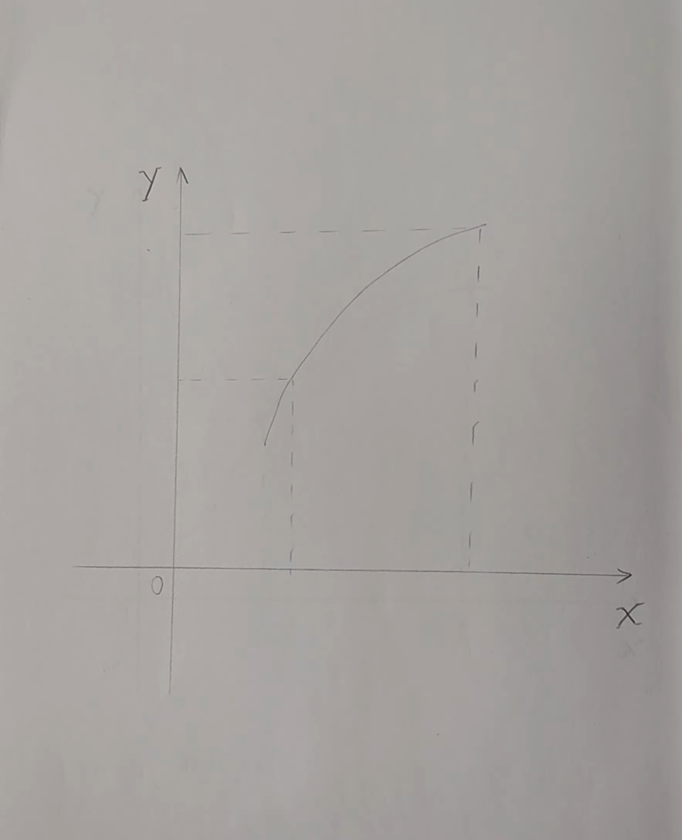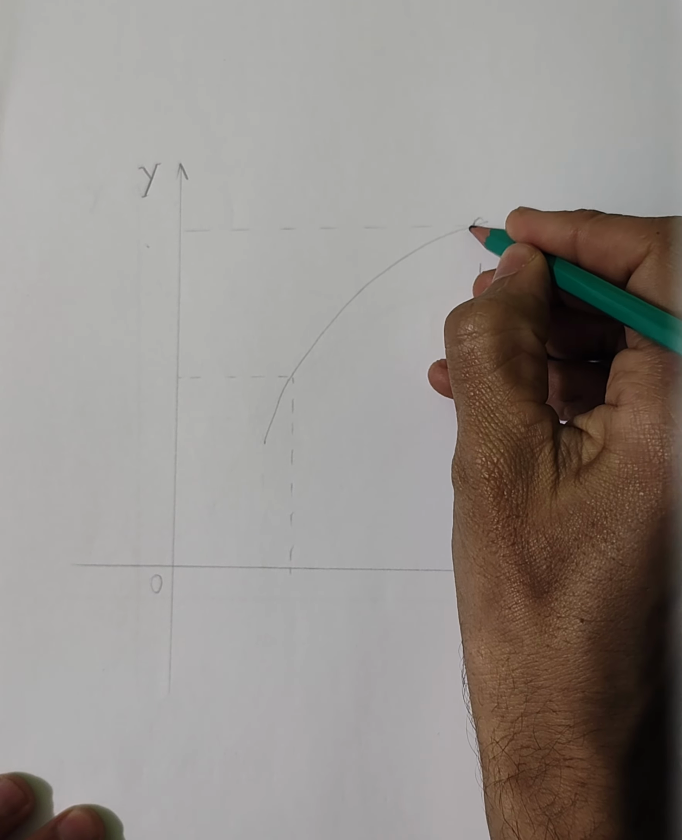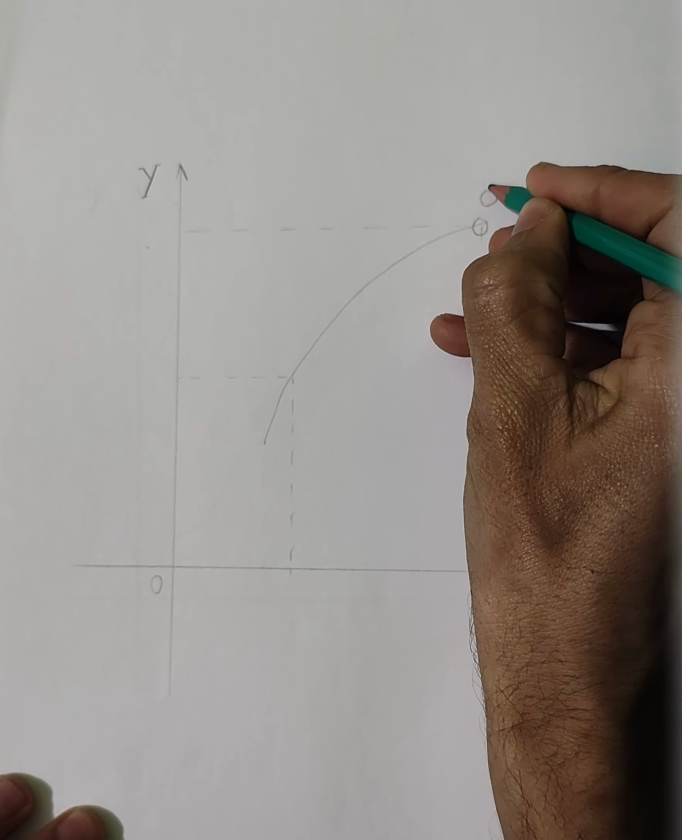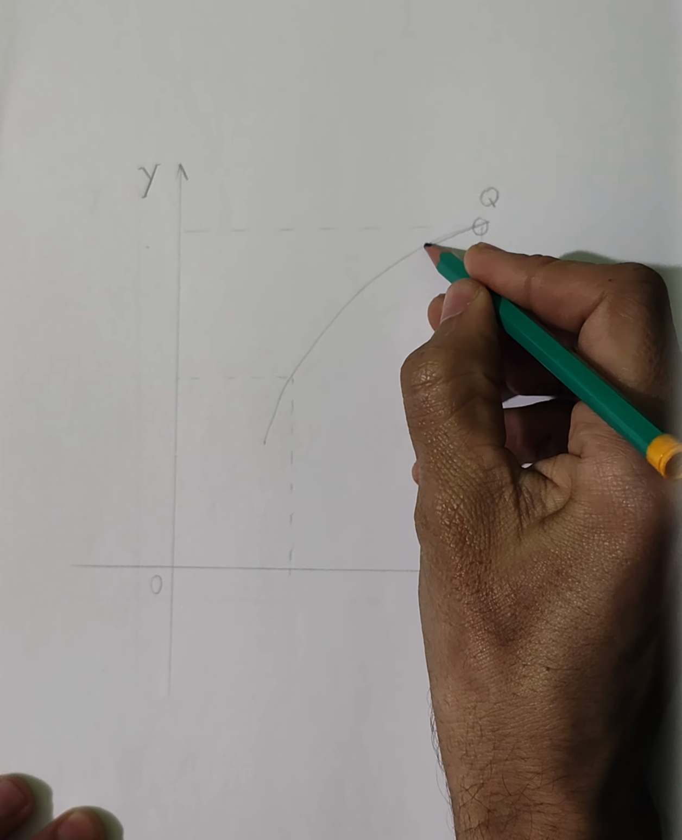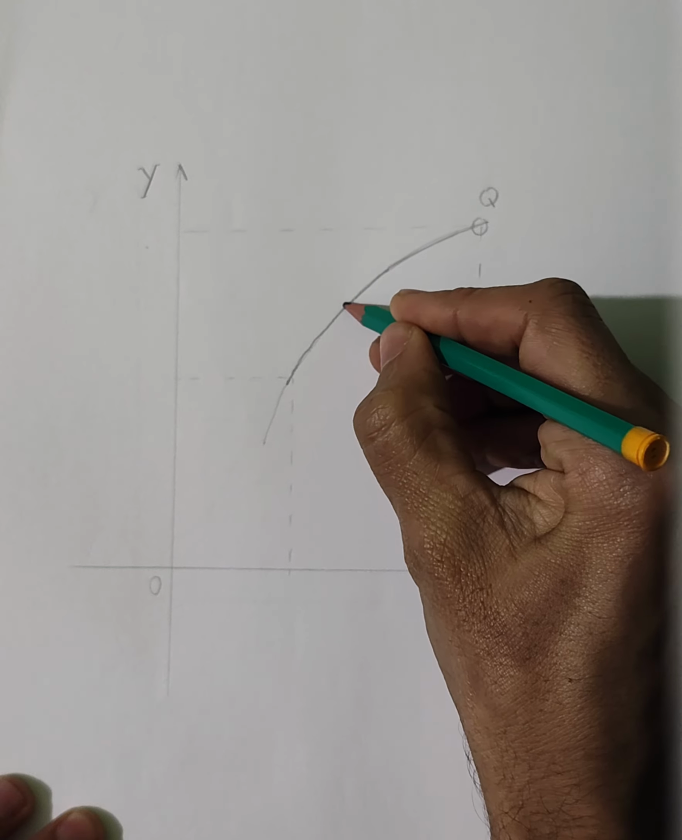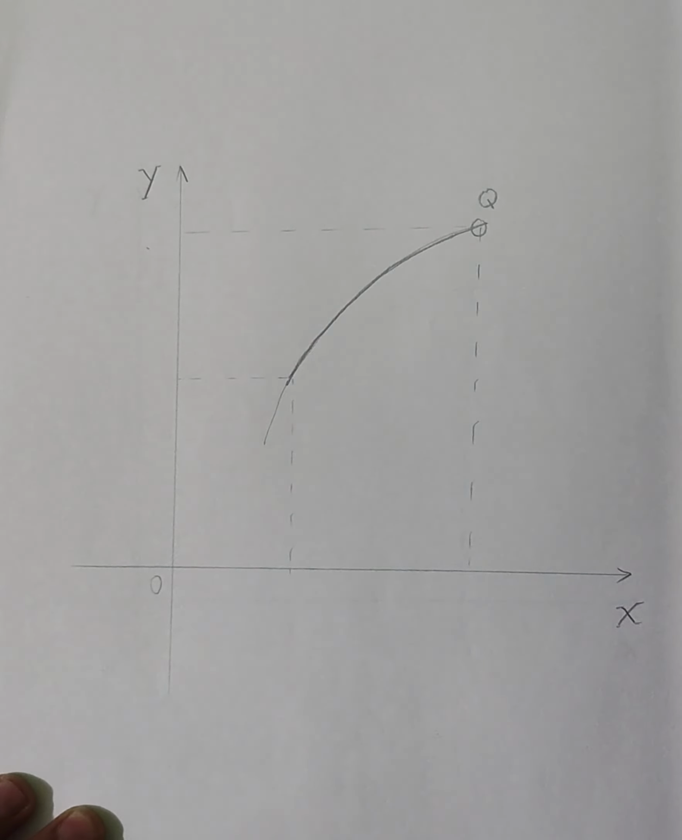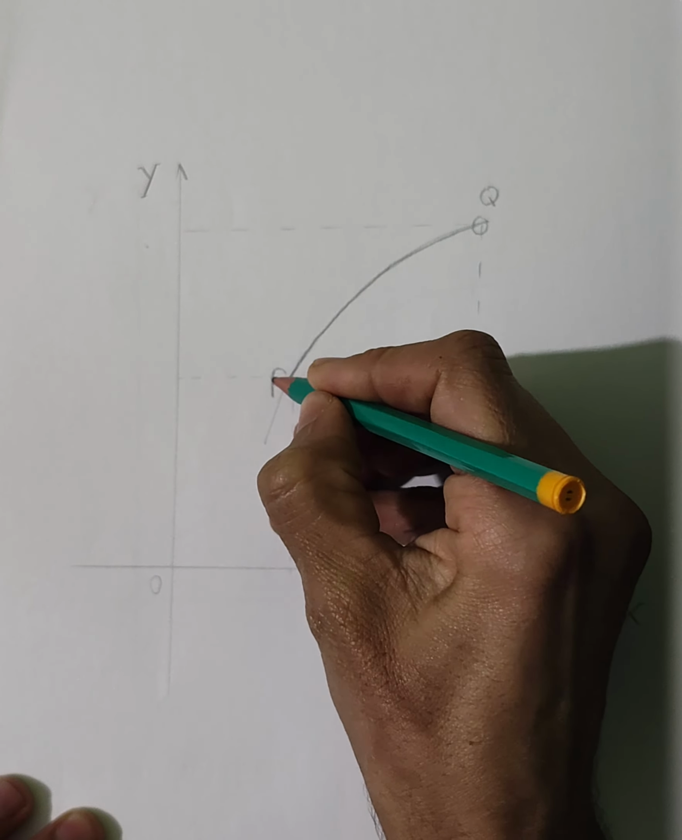Hi, today we are going to study the concept of growth rate or derivative of a function. Let's go. We have here a point Q in our graph of a function, and we have here our point P.